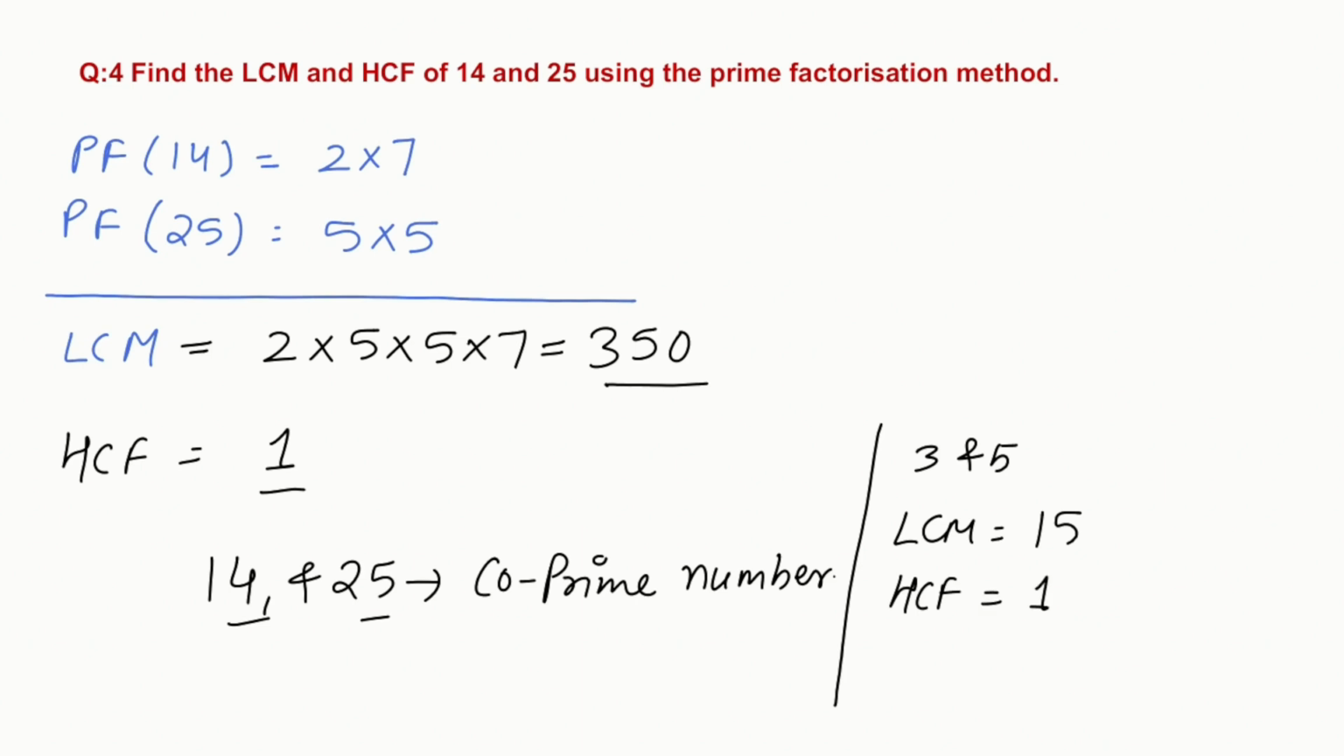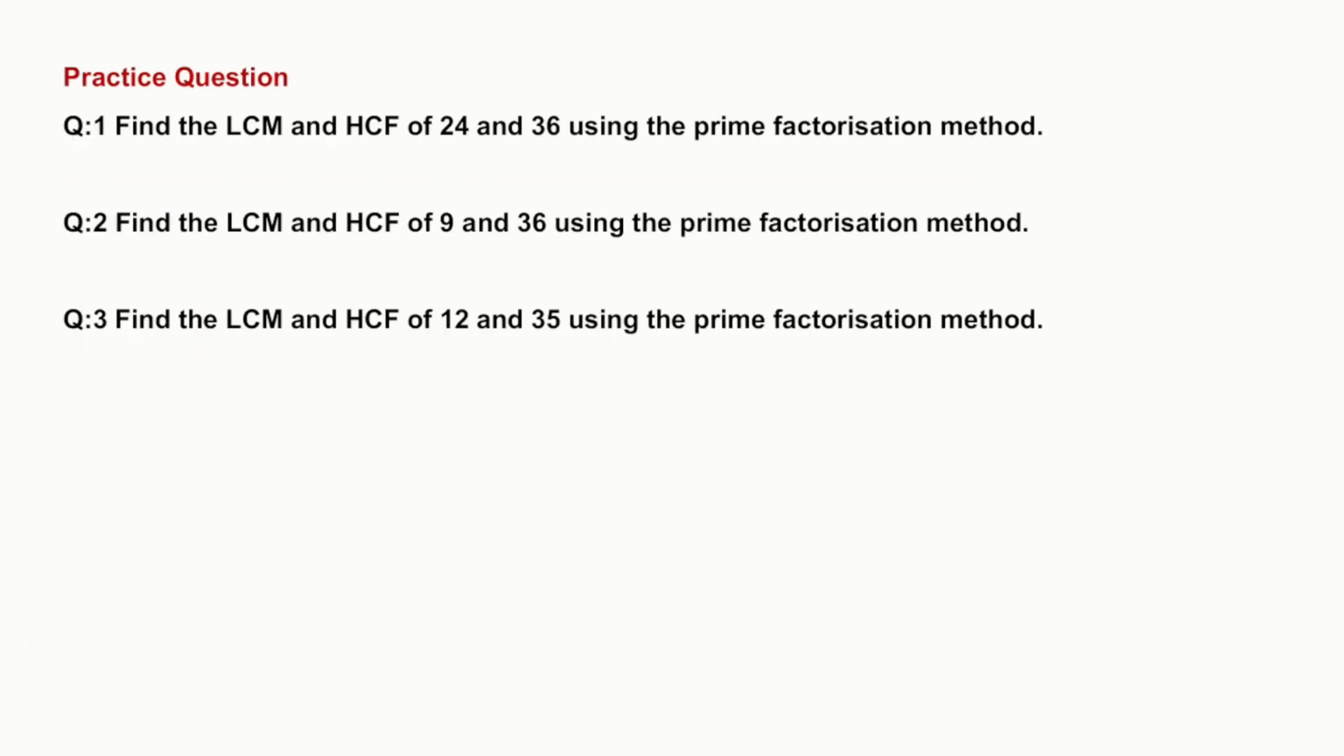So you can also try a few examples on your own. Here I have given a few practice questions. Try these questions on your own and leave your answer in the comment box. If you see question number 2, here one number is a factor of another, and in question number 3, both the numbers are co-prime numbers. So you can verify the rules given in the video.